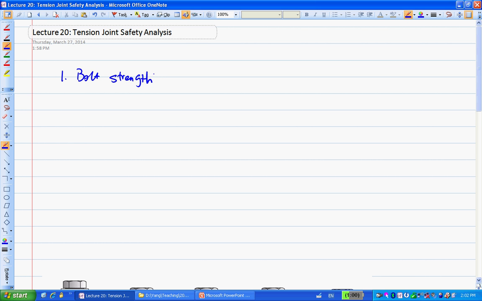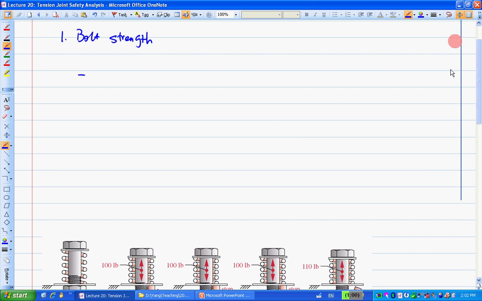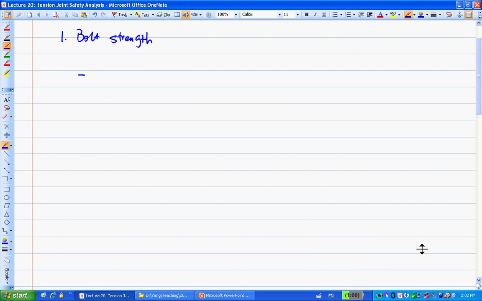In terms of the bolt strengths, it's basically specified by this ASTM minimum value here. What that means is there are two concepts here. One is called proof load. We're going to use FP here.